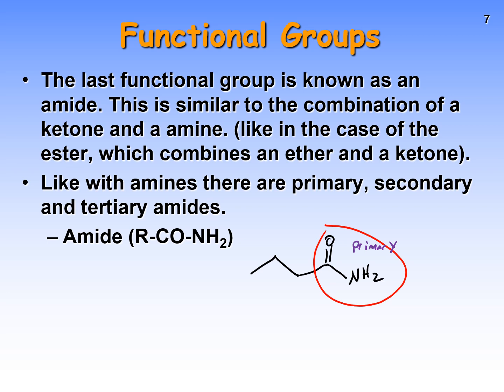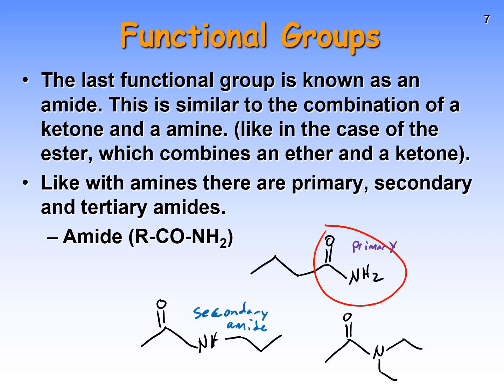But we could have secondary amides as well. So if we have something like this, where we have the nitrogen, but then we have another carbon group coming off of it, this would be a secondary amide. And we could do a tertiary as well. So something like this would be the tertiary amide. And so this is our final functional group that we'll be covering in this class.